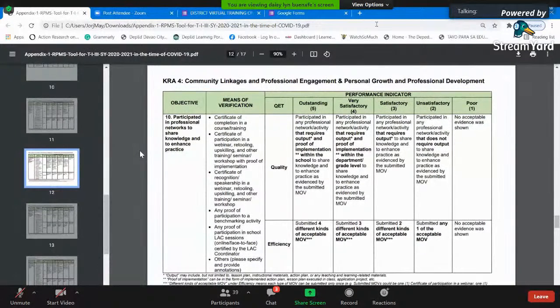Another criterion is within the school. The output may include but is not limited to a lesson plan, instructional materials, action plan, or any teaching and learning related material. For example, if you present a certificate of speakership, you still need proof of implementation, or an action plan. If there are activities we should have an action plan and training designs that reflect the names of the people involved, to highlight the proof of implementation.